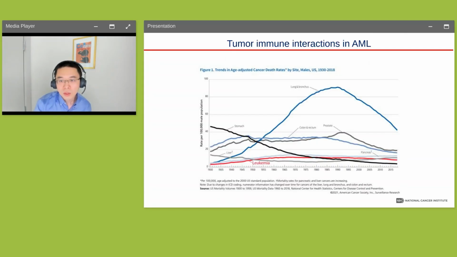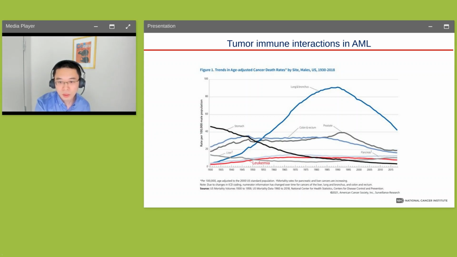This slide is a summary of all different types of cancer and the cancer-related deaths over the years. As you can see, we have already achieved a tremendous improvement in lung cancer treatment. The cancer-related deaths were significantly decreased. However, leukemia still remains a very lethal disease, and actually there is minimal improvement.